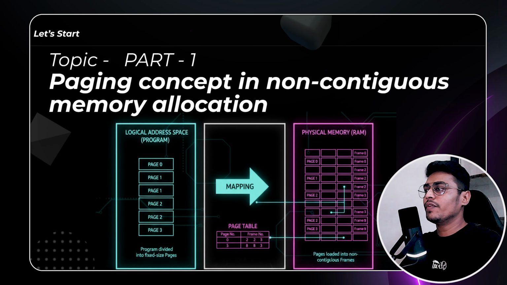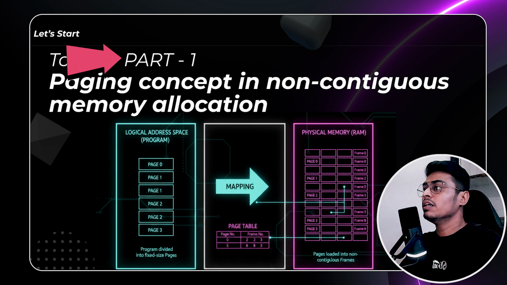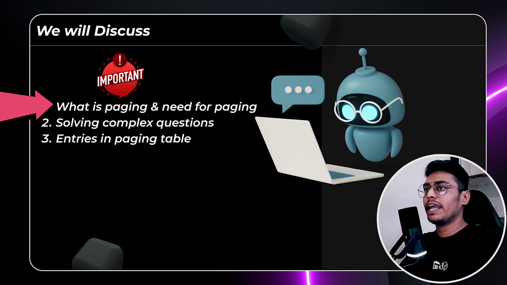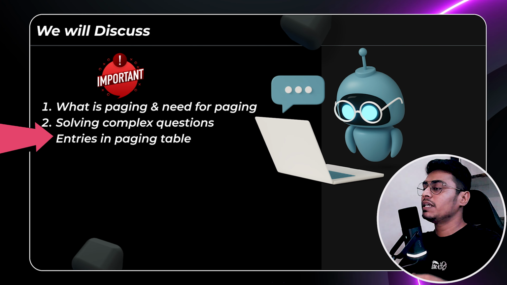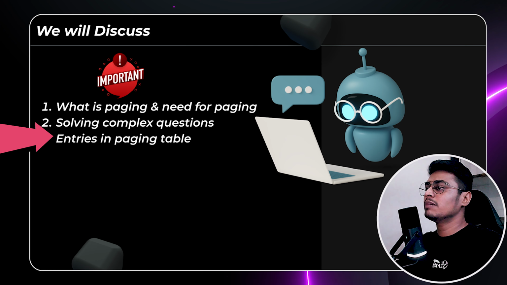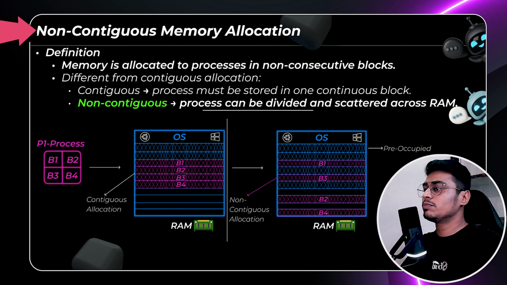Okay, so hello everyone. In this video, we will cover the paging concept in non-contiguous memory allocation. This video is one part of paging in which we will first discuss what paging is and the need of paging. Then we will solve complex questions related to this, and at last we will see entries in the paging table. This concept is very important as it is asked in GATE, UGC NET and many competitive exams many times. So without wasting time, let's start with the topic of non-contiguous memory allocation.